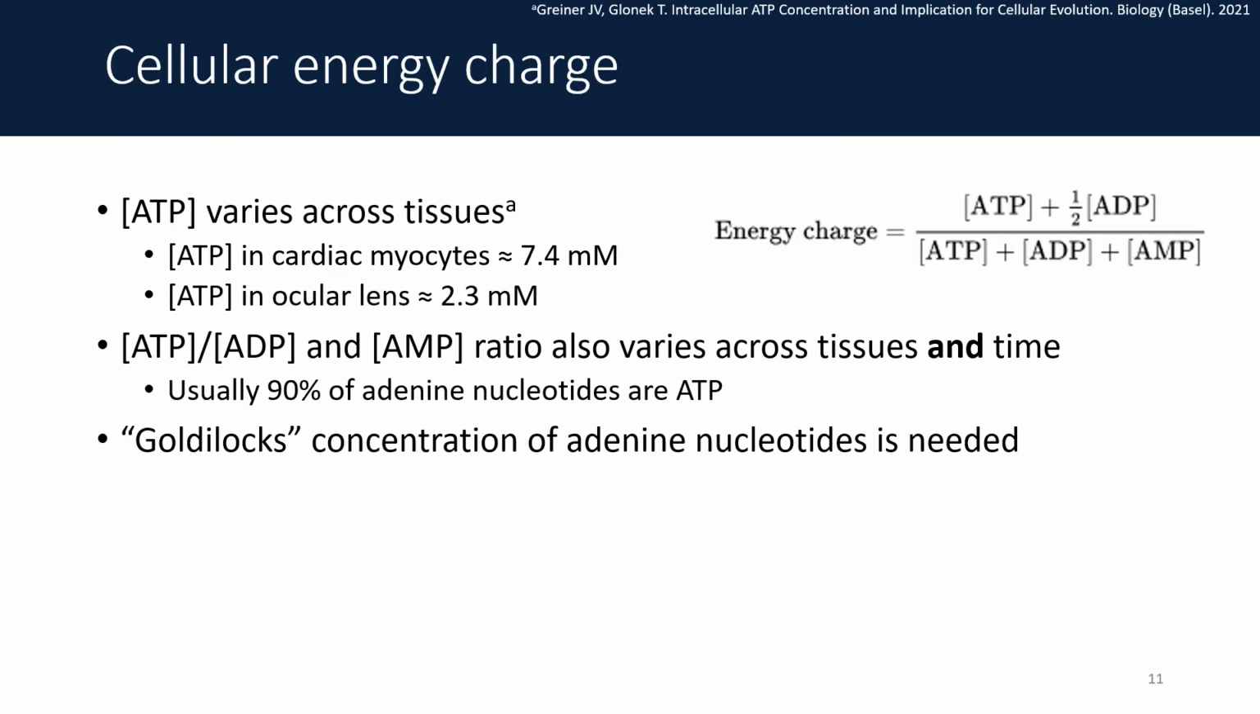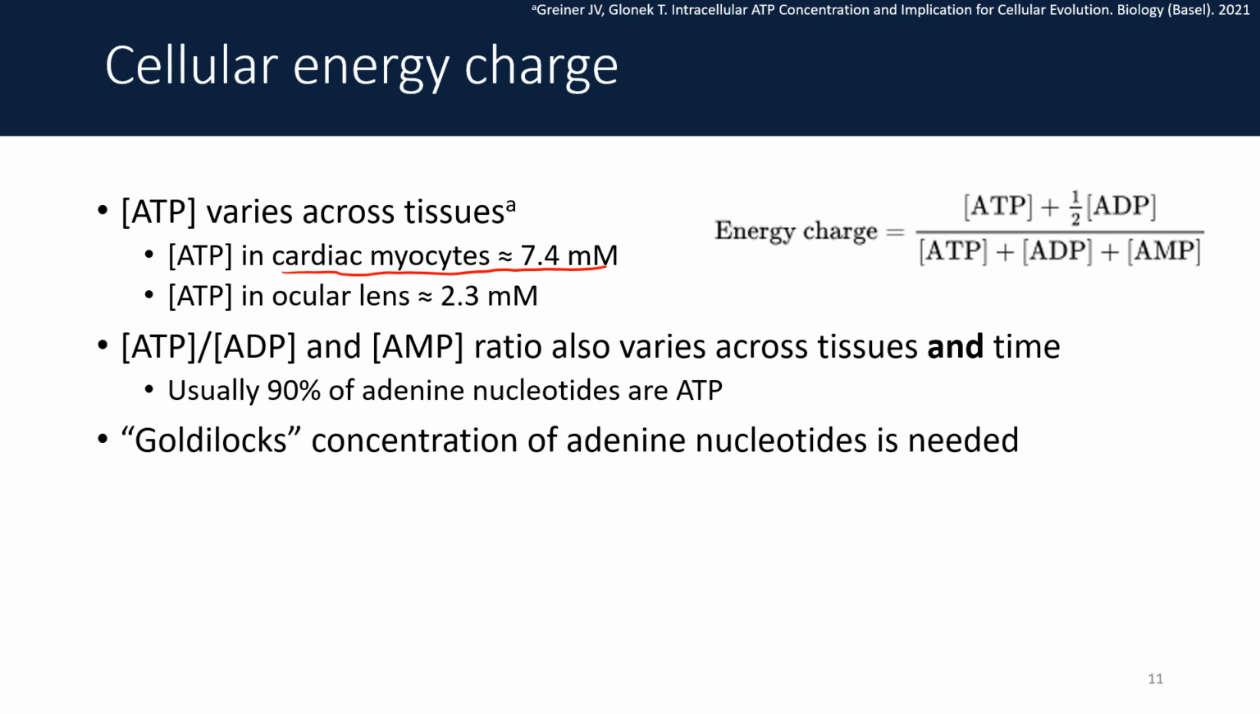Now, how quickly do cells use up their ATP stores? You may suspect correctly that varying tissues will have varying energy demands. Cardiac myocytes, for example, heart muscle, has an intracellular ATP concentration of 7.4 millimolar approximately. And that's one of the highest concentrations of ATP in the body. And that makes sense because heart muscle is constantly pumping, and so we need to have it full of energy.